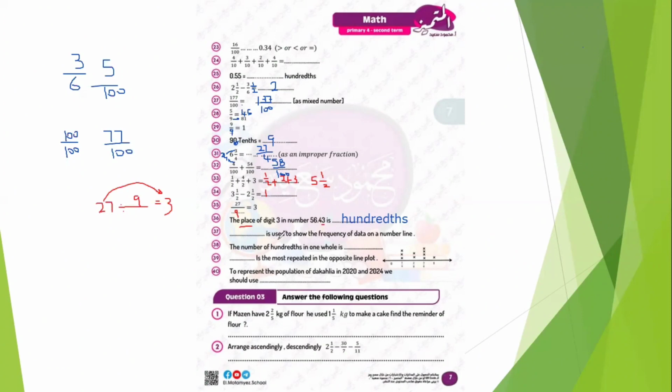37. What is used to show the frequency of data on the number line? This is the number line. What is this that we can show the frequency on the number line? It is the line plot.